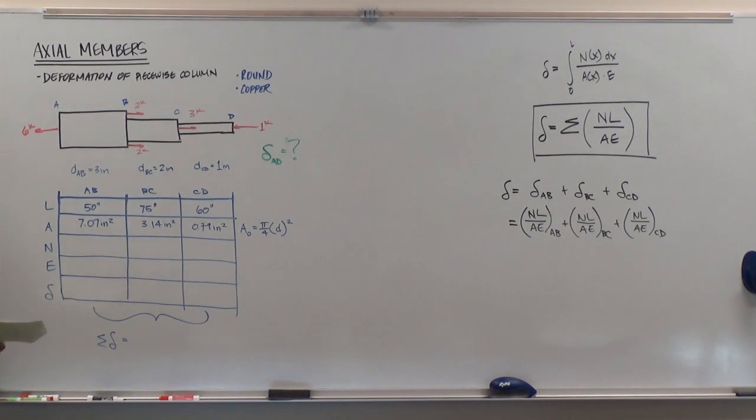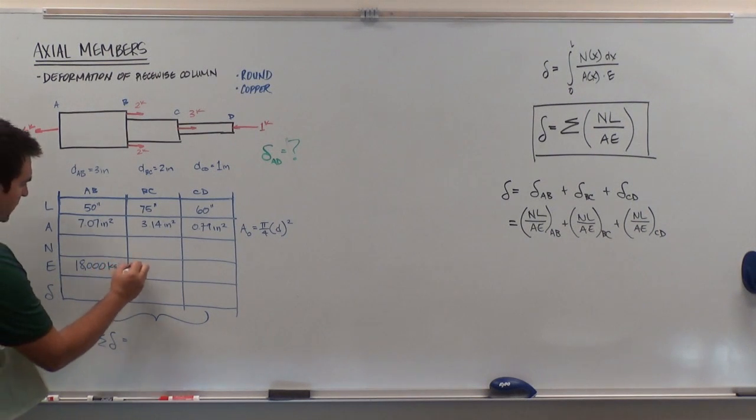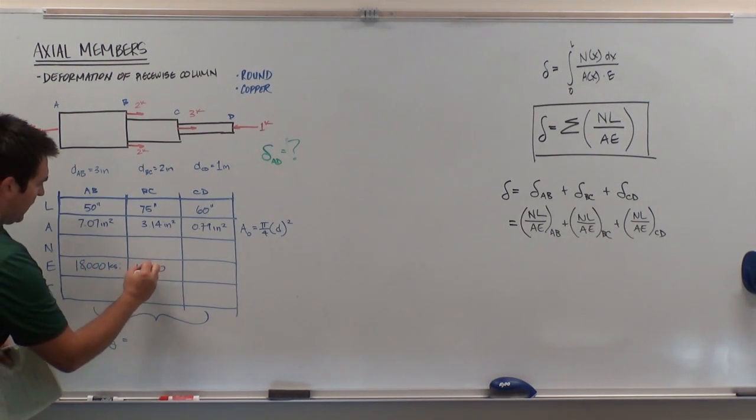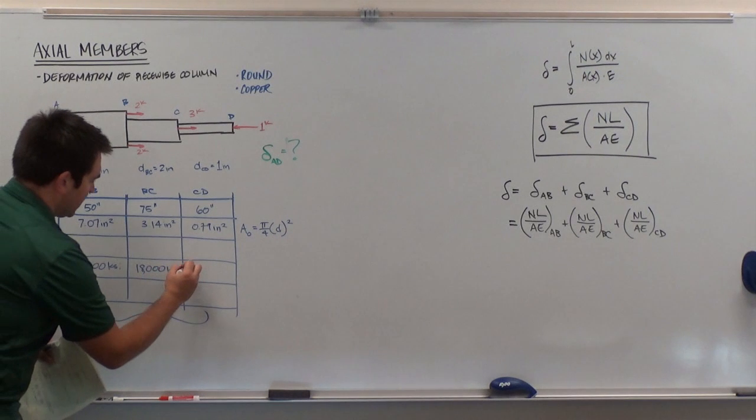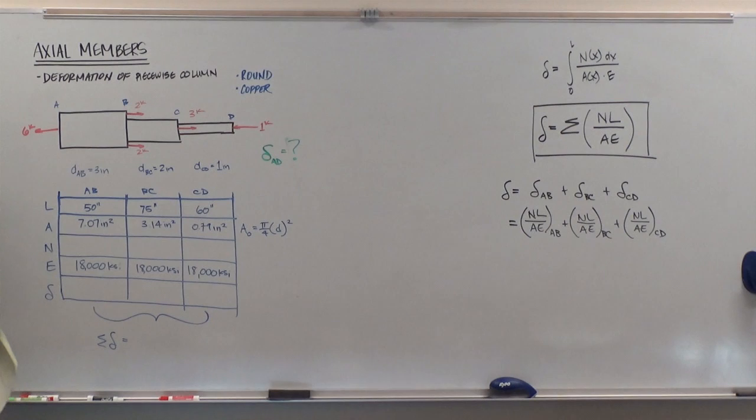And so all that we would need to do is look up in the back of your textbook, or if it was on an exam, it would be given to you, what the modulus of elasticity of copper is. If you look in the back of your book, we will find the modulus of elasticity of copper is 18,000 KSI, 18,000 kips per square inch. And that's the same for all of these because they're all the same material. That's just found in the back of the book. It's just a reference number.